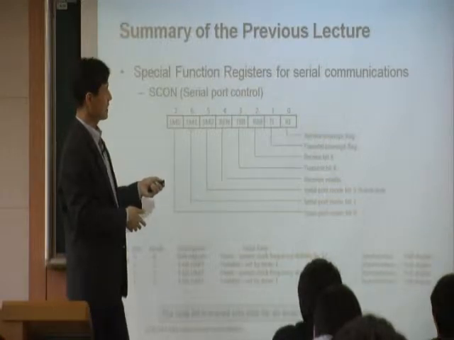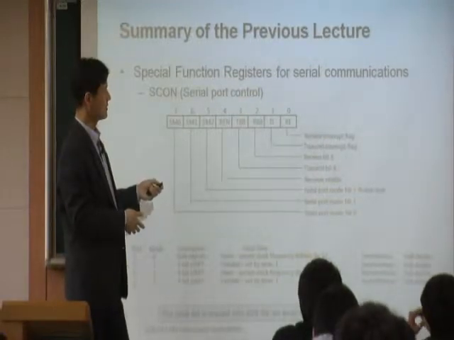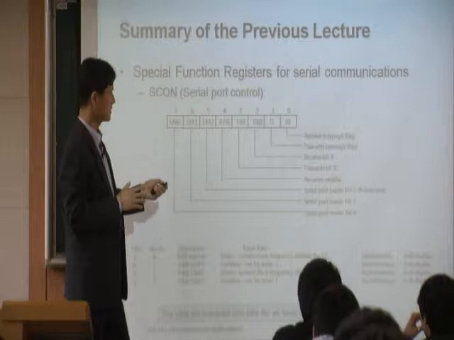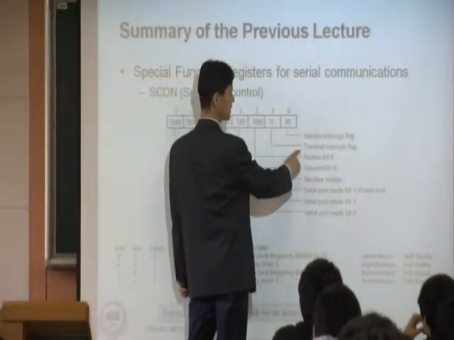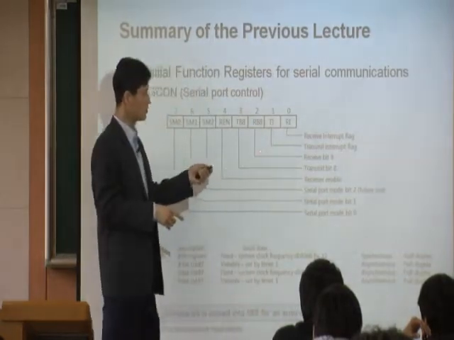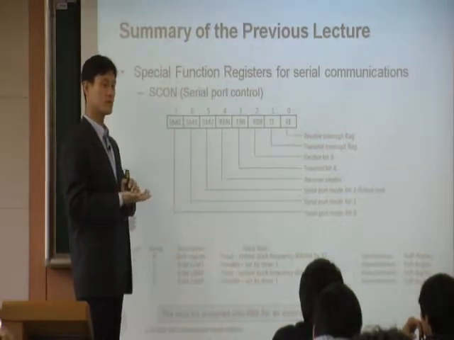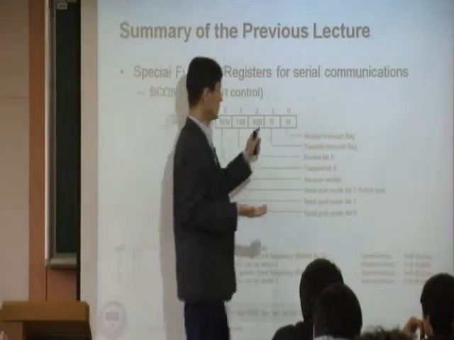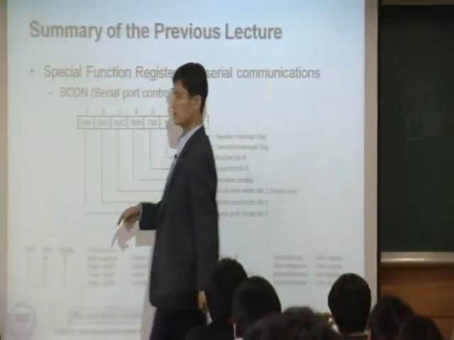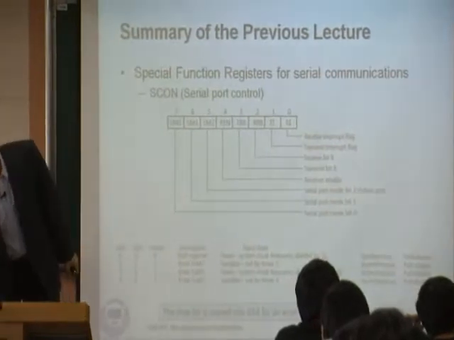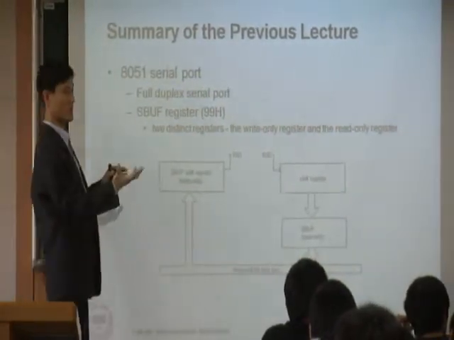And TB8, RB8, I'll tell you about those in the next slide. TI and RI are the interrupt flags: the receive interrupt and transmit interrupt flag. And remember why we need this? In order to understand these things, let's go back to the previous slide. We have to understand software and hardware.